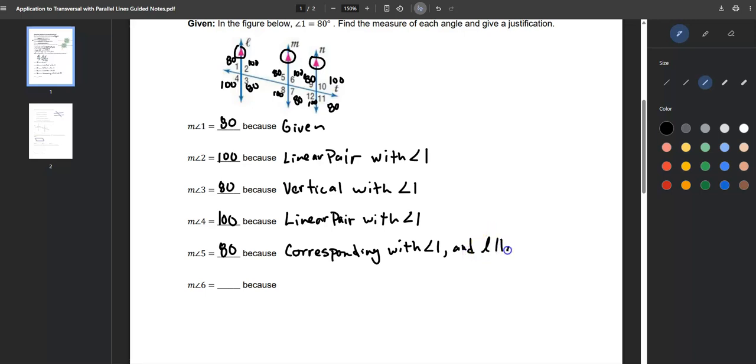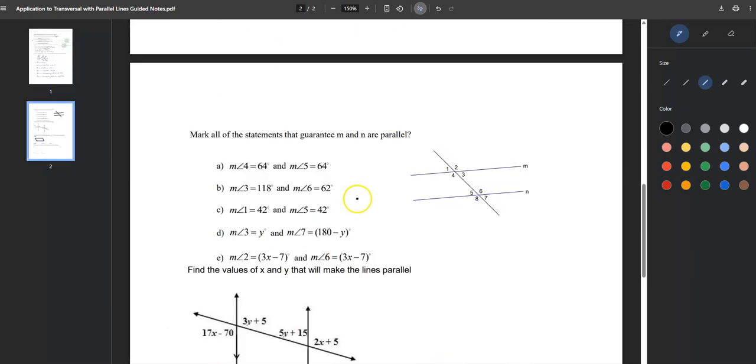And L is parallel to M. So those two lines are parallel. And then this 6 is going to be 100 because it's corresponding with angle 2. And again, L is parallel to M. It's important that we have that bit of information as well. So we're just applying this as we go here.